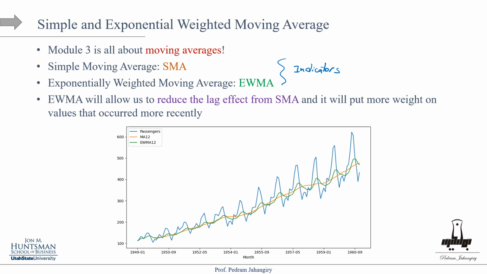So here we're going back to our airline passenger data set between 1949 and 1960. This is monthly data. The blue line is the actual data. And now I'm showing two moving averages.